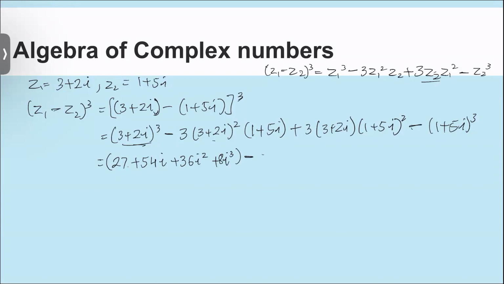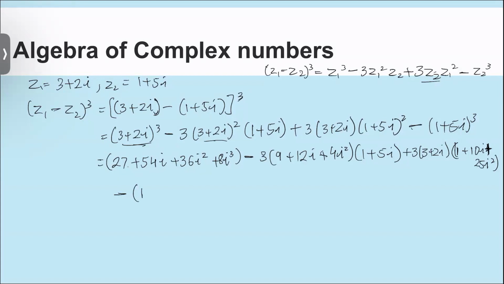Okay, and then you have minus. Now we have a minus sign here. Expand this identity. So you have 9 and 2ab. So 6 into 2, so you have 12i, plus 4i squared. Okay, and then 1 plus 5i, and then you have the next one. So 3 plus 2i, expand 1 plus 5i, so you have 1, 2ab, so this is 10i, and plus 25i squared. Okay, and the last one that we have is 1 plus 5i cube.